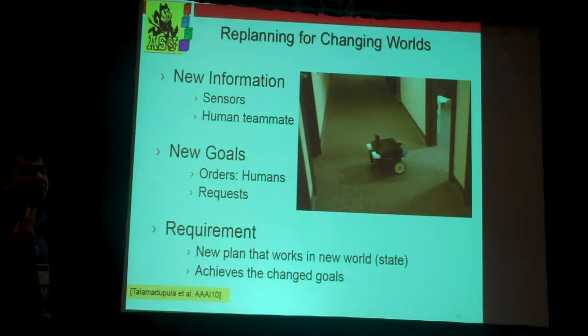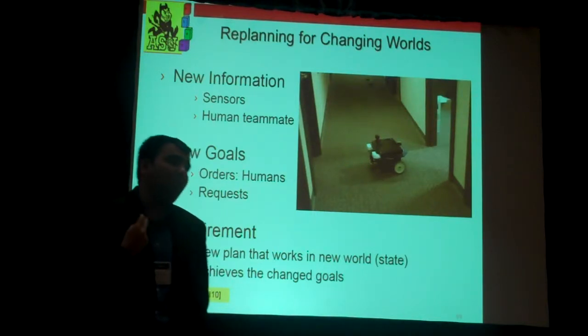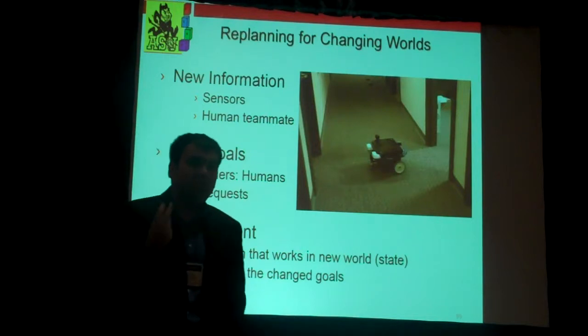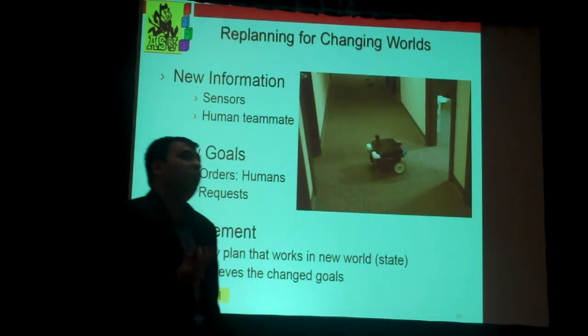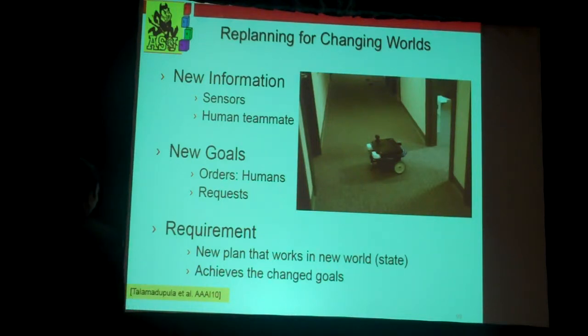So that was challenge number 2, and this falls squarely into decision support, right? So when you have a human in the loop who keeps interrupting you and giving you new information and new goals, how do you generate new decisions or new plans in order to deal with those? So this falls into the decision support challenge.